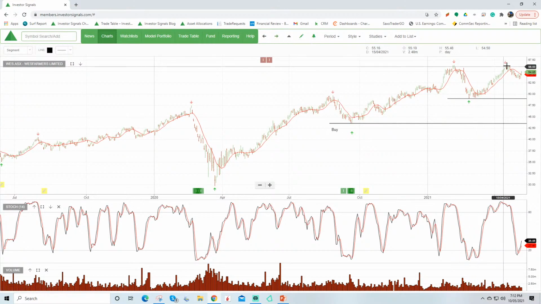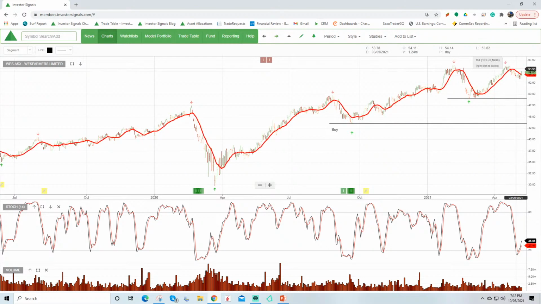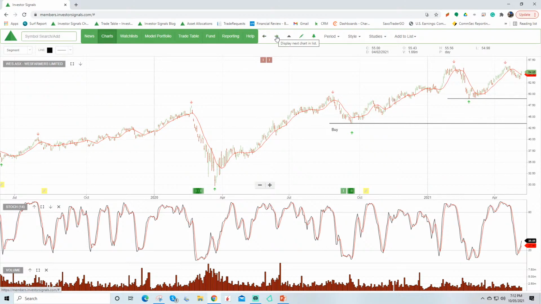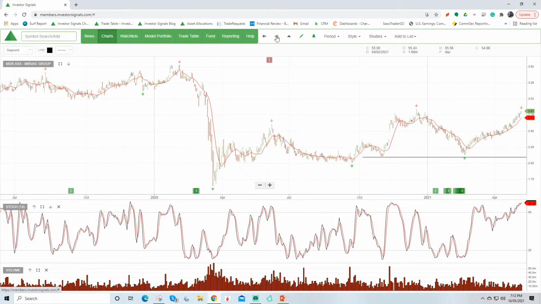Wesfarmers, we've had this small sell-off which we were looking for. It's created support there at around $53. I think Wesfarmers can push back up and maybe retest this $56 high. So pretty comfortable if you don't own it, thinking about adding it in on that small sell-off that we've just had over the last week or two.